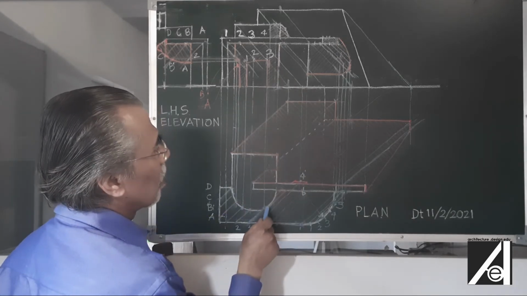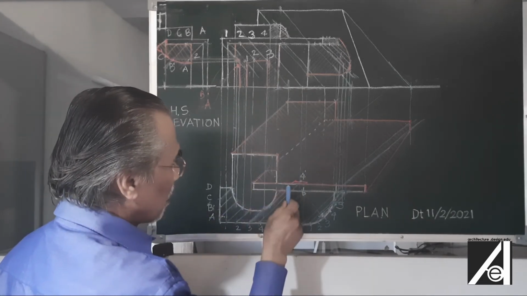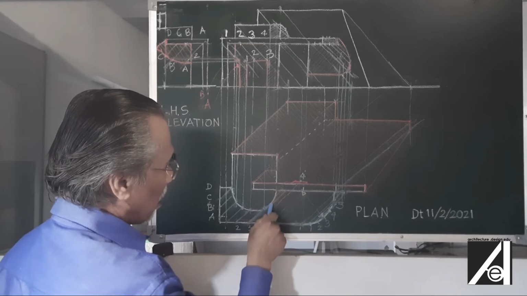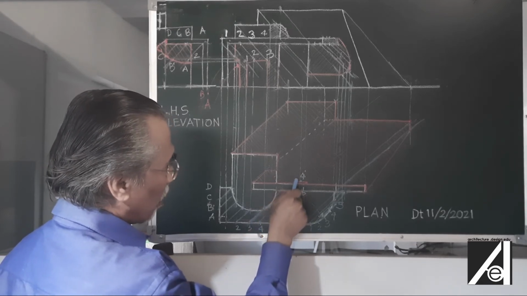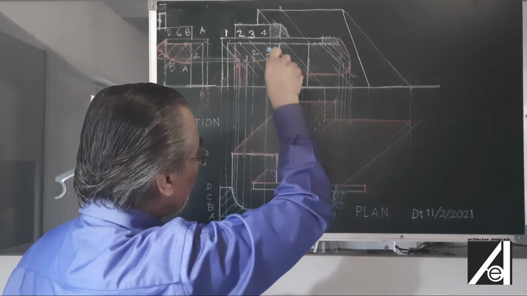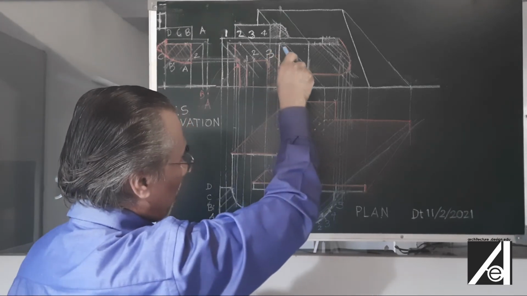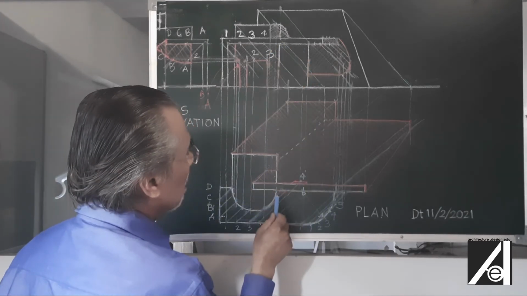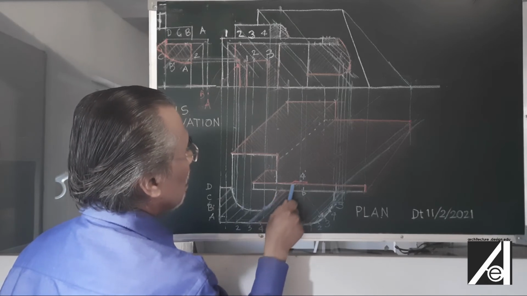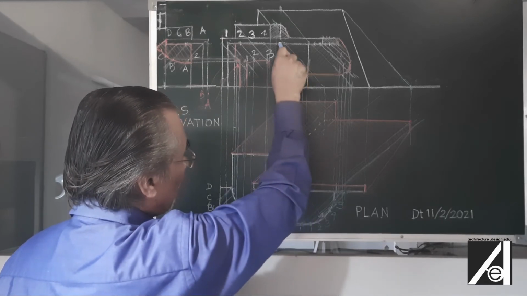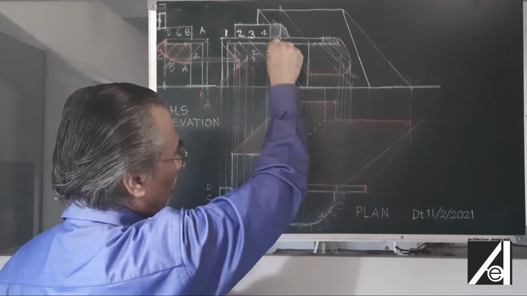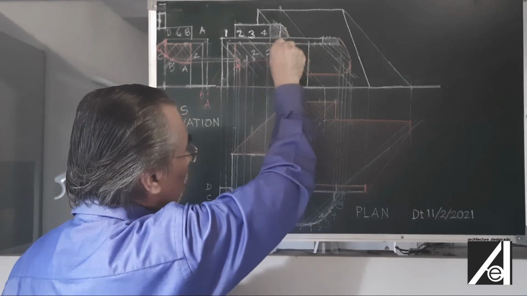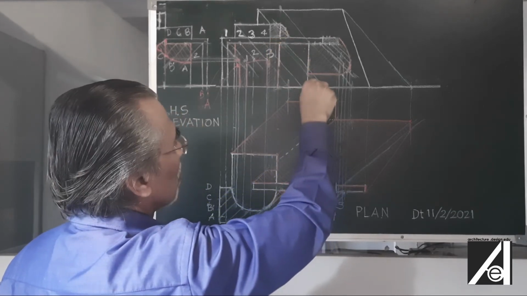So how to show that on the ground? Now you know that the sciography on the ground will be of, let us say, the corner of this edge. That will give the sciography there. So you project that on the ground here.